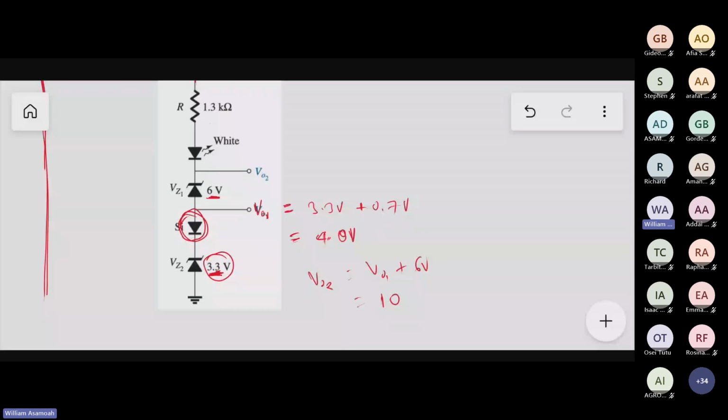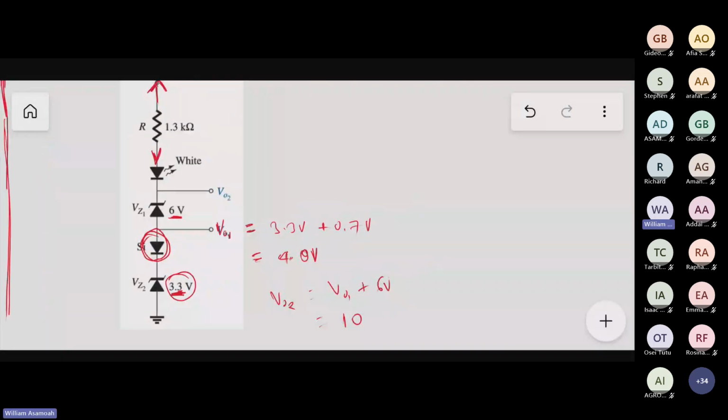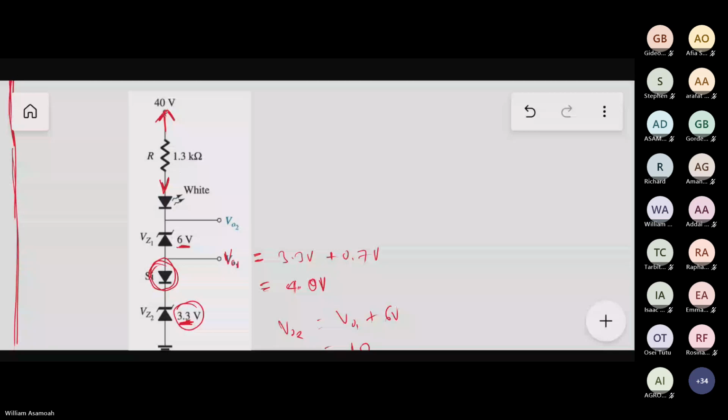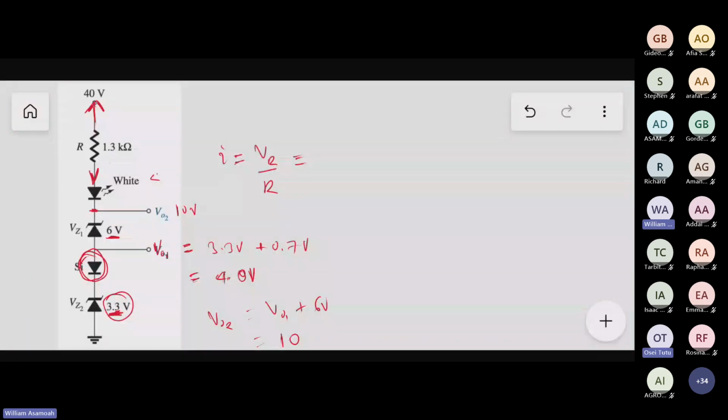So what is the I in the LED? How do we calculate it? I told you that I is established by the current through the resistor. So VR over R. So we need to find VR. Here is VO, which is 10 volts. Then white LED has a forward drop of 4, in fact 4 or 4.1, let's use 4 volts.